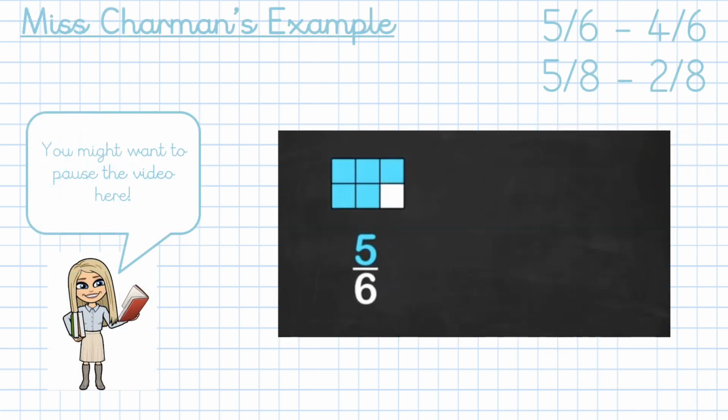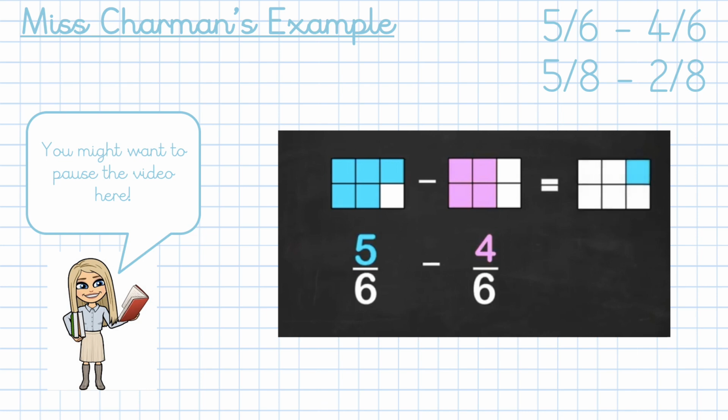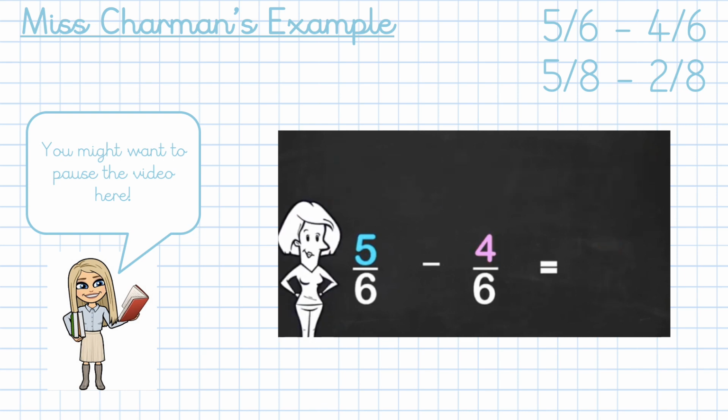So we know we've got 5/6 and we're going to take away 4/6. Again, I've got the pictorial representations on the screen to help you. The difference between 5 and 4 is 1. This means we've got 1/6 because remember, if the denominators are the same, when you're adding or taking away, all you do is look at the numerator. So we know then that 5/6 take away 4/6 is 1/6.